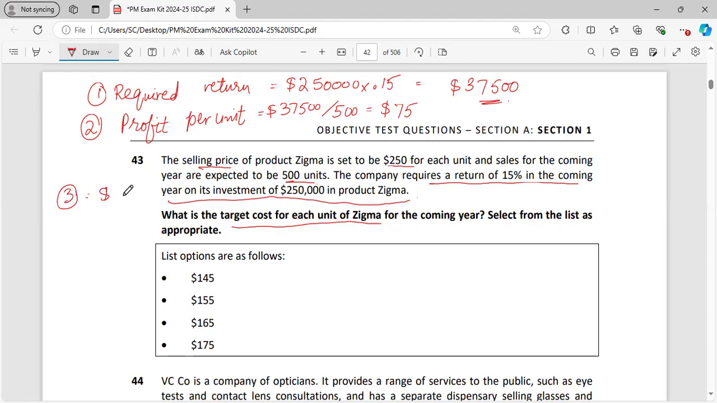And now what is the target cost? Target cost is the difference between selling price and the profit per unit. 250 minus profit per unit, 175. So this is the right answer. Anyone? Any question?